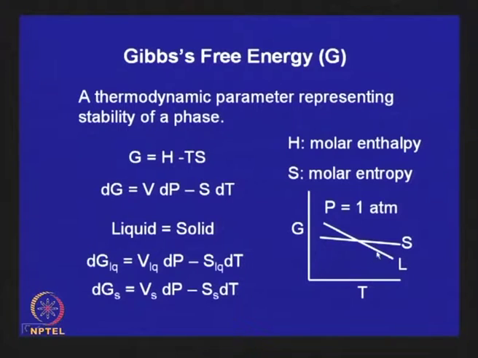Now, let us look at it at high temperature, which has lower free energy, it is liquid. So, at higher temperature liquid is more stable, and these two lines intersect here. So, this is the freezing point or melting point. Below this, solid is more stable because it has lower free energy.